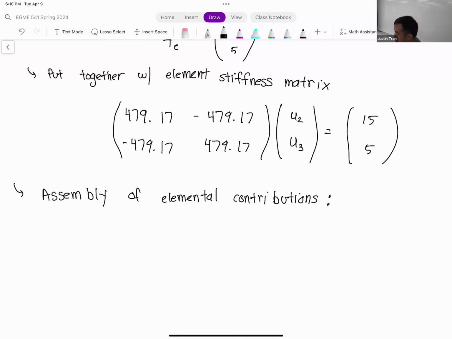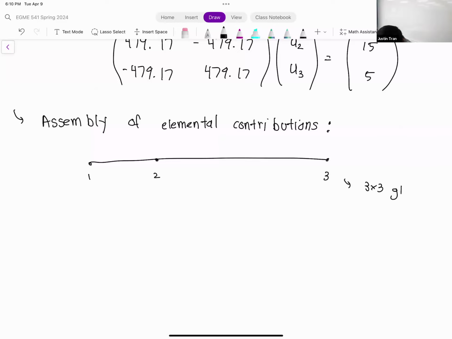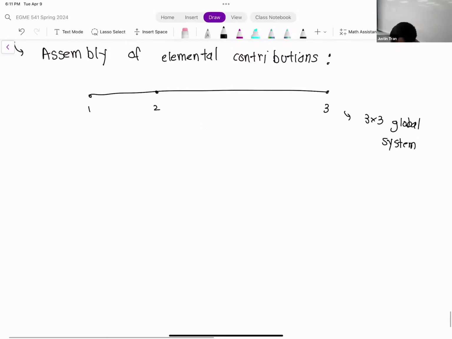Okay. And so if our system right now is a 3-node system, let me go ahead and draw it here again. We have node 1, node 2, node 3. And since this is purely a one-dimensional case, that means our global stiffness system is going to be 3 by 3. Okay, so let's go ahead and draw that out. So our 3 by 3 global system looks like the following.